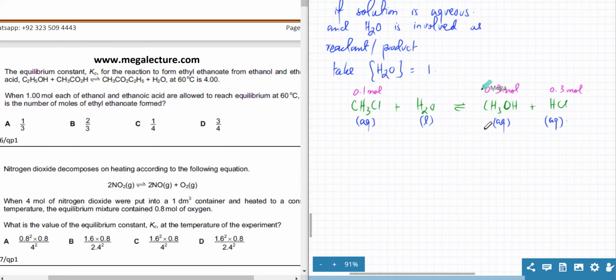The amount of water, because the whole solution is water and everything is dissolved in water, the amount of moles of water would be very large. So for example, you have 200 moles of water. Any solution is mostly water. So the amount of moles of water would be in a large excess if the solution is aqueous.